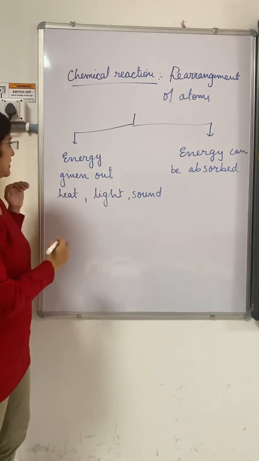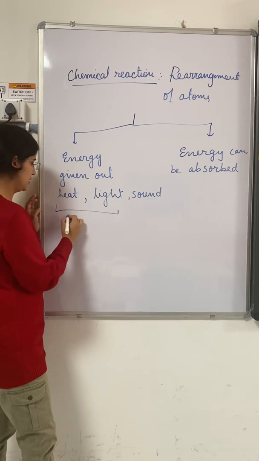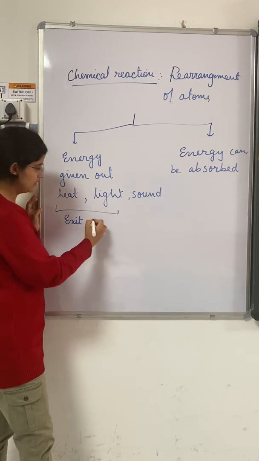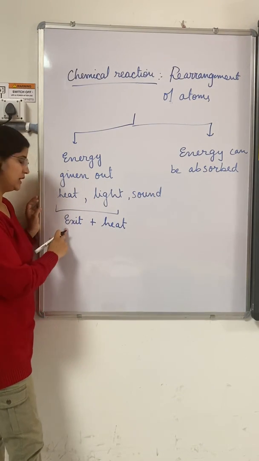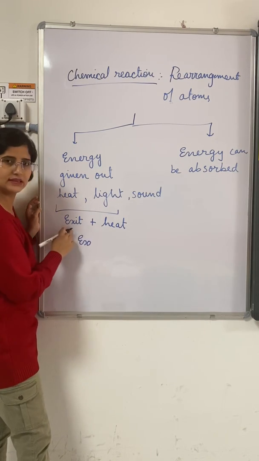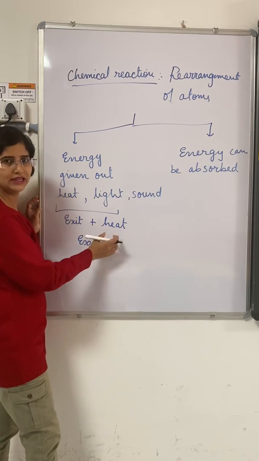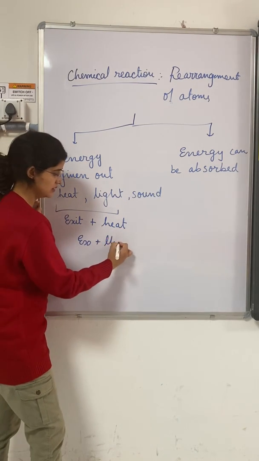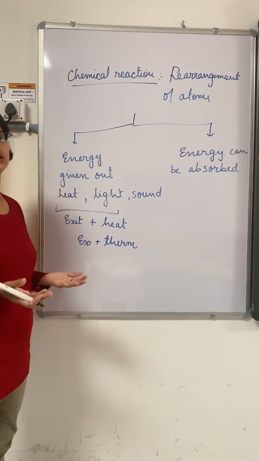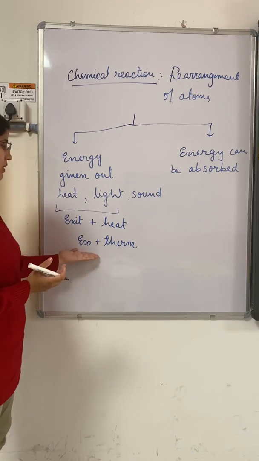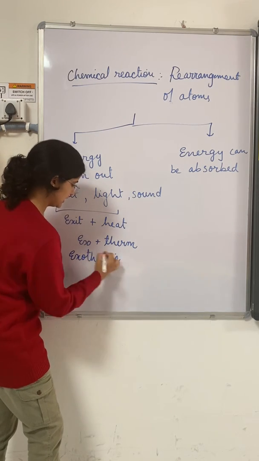Now see, when the energy is given out, when the energy exits from the reaction, and if that energy is heat energy, we call it exothermic: exo from exit, and thermic. You all know that another word for heat is therm. Therm means heat. So those reactions which give out heat energy are called exothermic reactions.